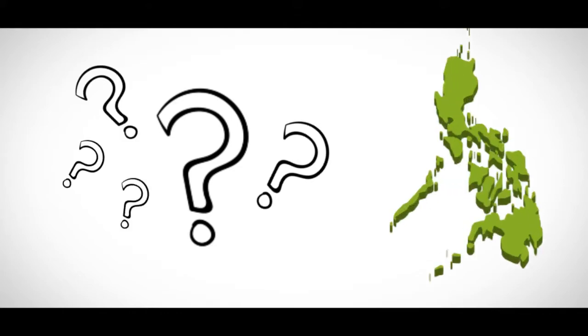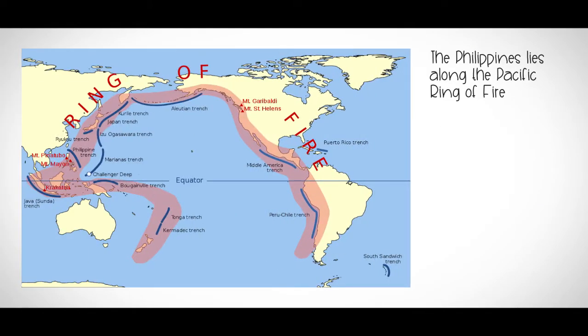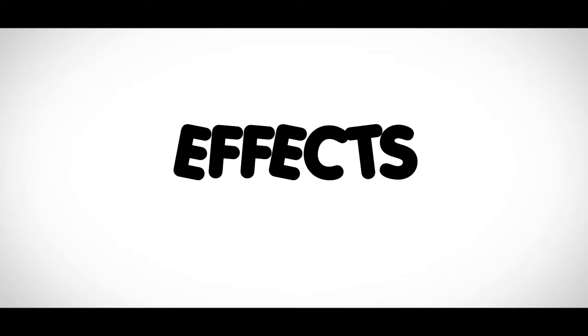So, have you been wondering why there are frequent earthquakes in the Philippines? This is because the Philippines lies along the Pacific Ring of Fire. The Pacific Ring of Fire is an area in the basin of the Pacific Ocean where many earthquakes and volcanic eruptions happen.